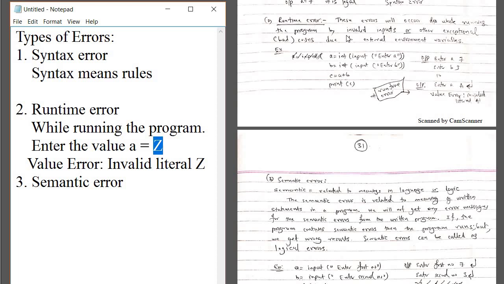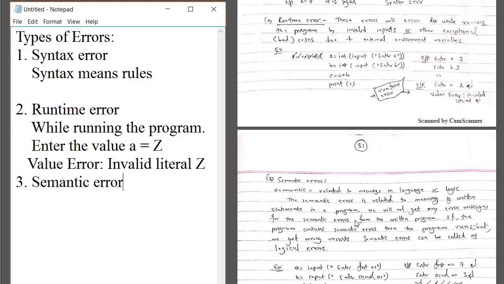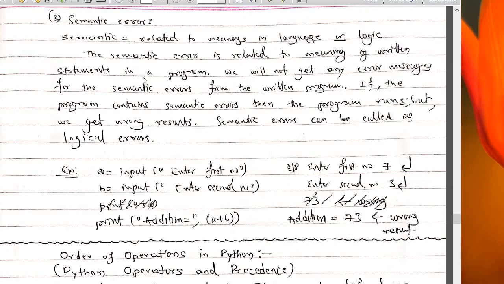In the exam, you need to explain what a runtime error is and give some examples like this, then you get very good marks in the examination. Third one is semantic error. Semantic error means what? See this explanation. Okay, sorry. Now I explain the third one, semantic error. Semantic error means what? Semantic means what?